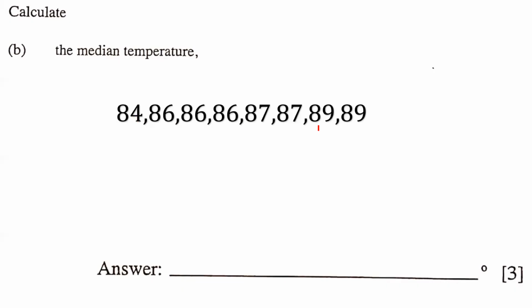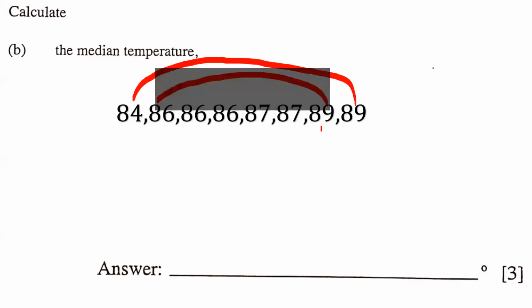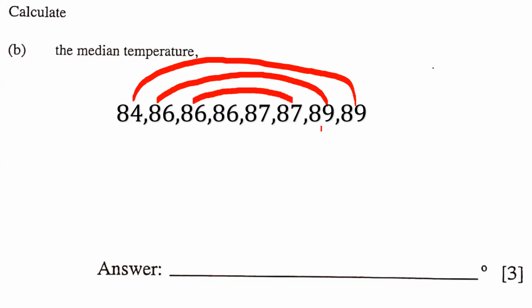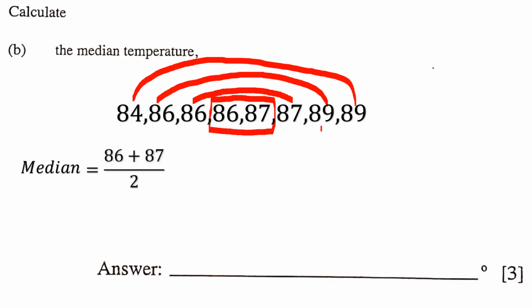First of all, we arrange our data points in ascending order: 84, 86, 86, 86, 87, 87, 89, 89. And then we do some matching. So 84 goes with 89, 86 goes with 89, 86 goes with 87, and 86 and 87 are the 2 last in the middle. We just have to find the average of those. So we add 86 plus 87, because it's 2 numbers in the middle. If it was just 1 number in the middle, then our median would be whatever that number is. But when you have 2 numbers in the middle, we add them and then divide by 2. So it's 173 divided by 2, which is 86.5. That is the median temperature, 86.5 degrees.